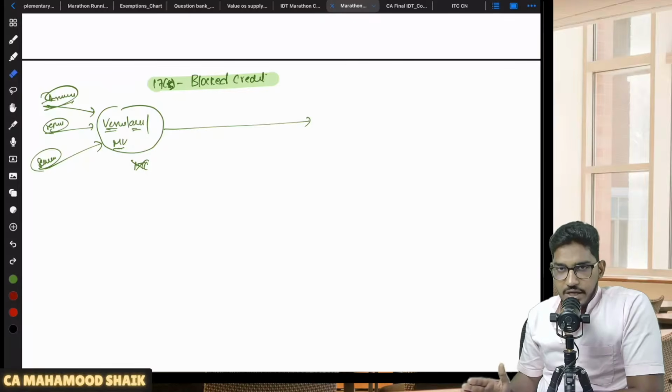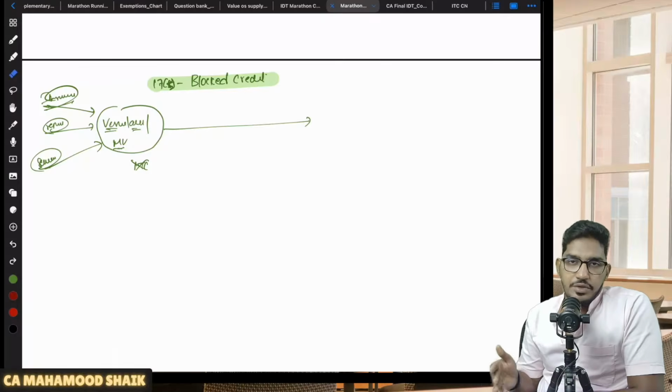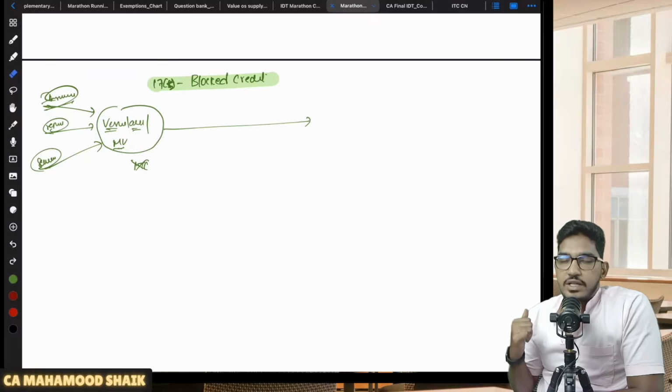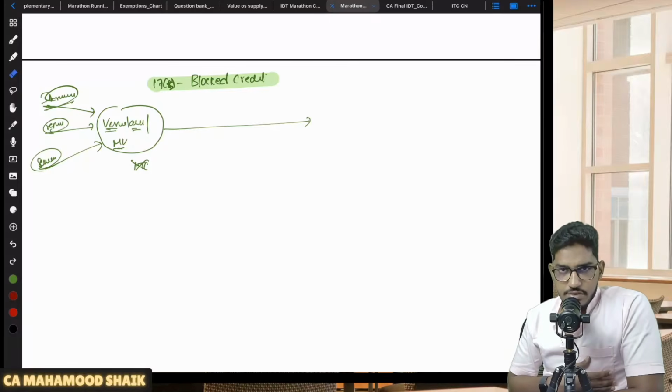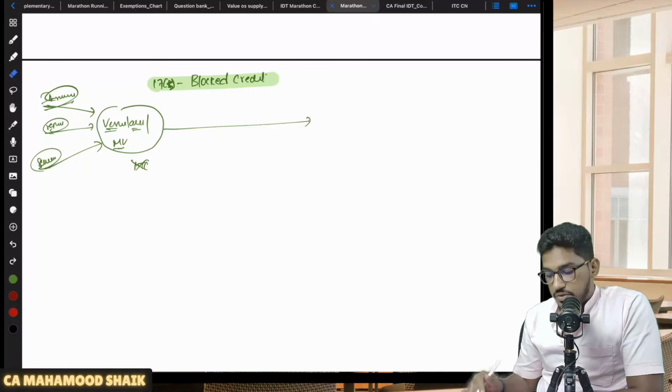So if you are eligible to take ITC on a motor vehicle, vessel or aircraft, you can take ITC on its insurance, repairs and maintenance and servicing also. If you are ineligible to take the ITC on a motor vehicle, vessel and aircraft, you will also not be eligible to take the ITC on this insurance, repairs and maintenance and servicing cost. Clear? However, they told one more thing here.